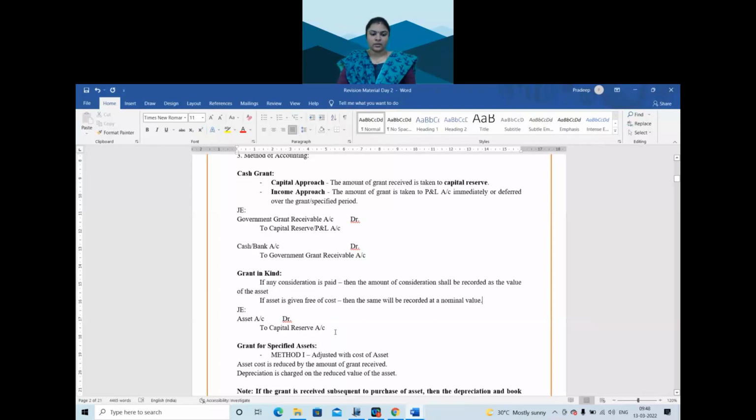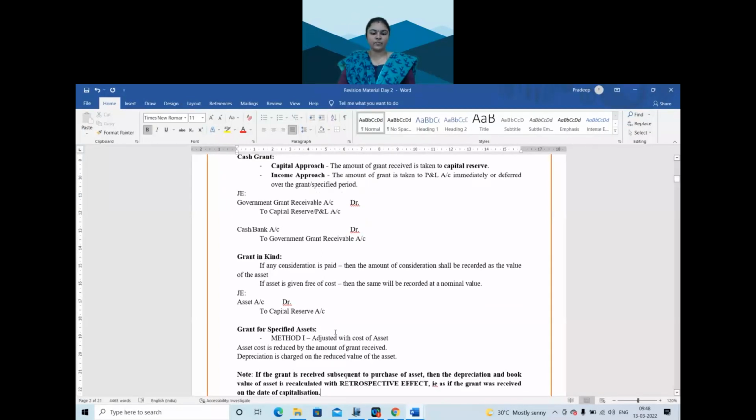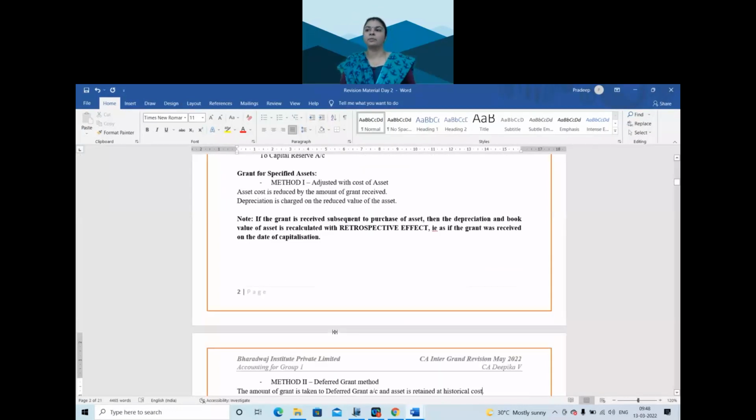Now comes the third, which is in between both. Grant received for specified assets. What is specified assets? Where the government says, I will give you grant provided you are going to buy this particular asset only. In other words, the government directs you to buy that particular asset and then it will reimburse or directly pay to the buyer or to the seller, whatever is the agreement.